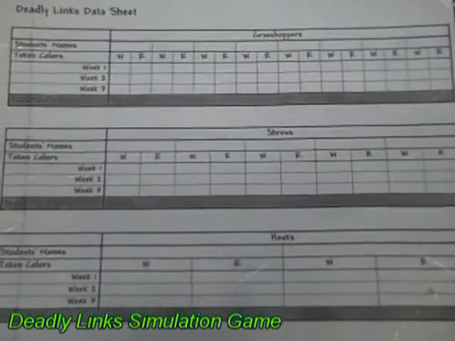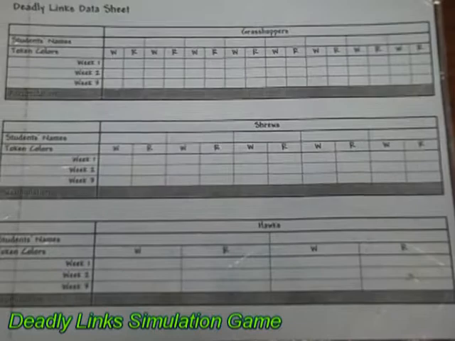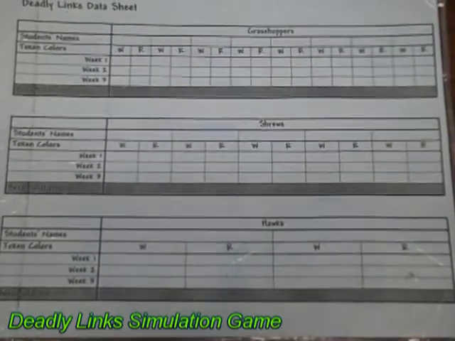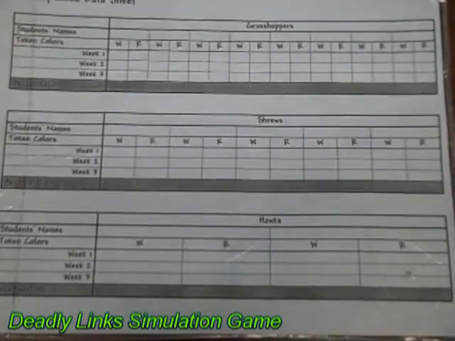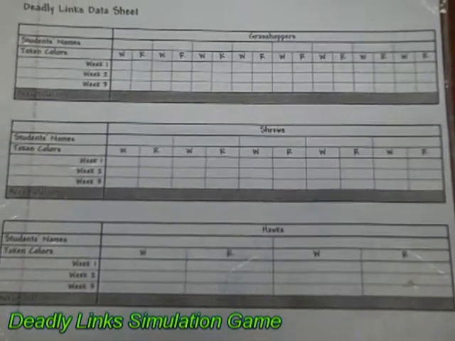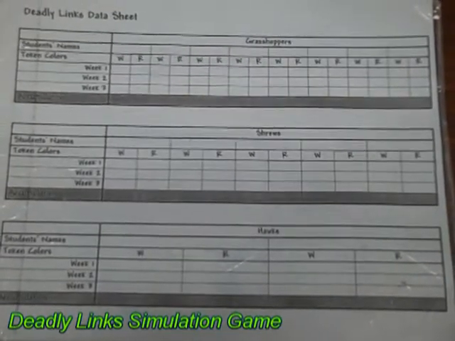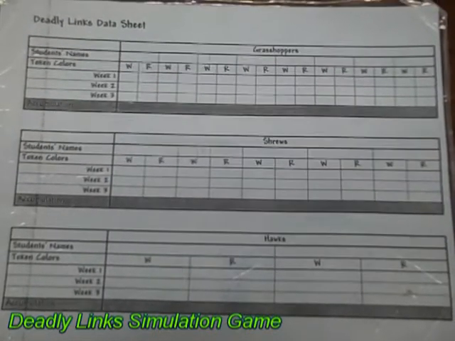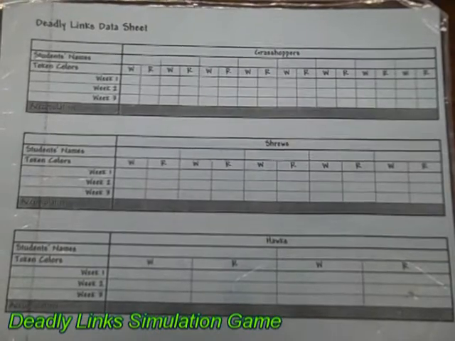After every round, you'll come back into the classroom and fill out the chart here of how many white and red chips each student got. They don't have to fill out how many blue chips they got. And then after you're done, you're going to add everything up and choose a middle number that you would like to be the cutoff. And any shrews or grasshoppers that are above this number will die because they've gotten too much poison in their system.